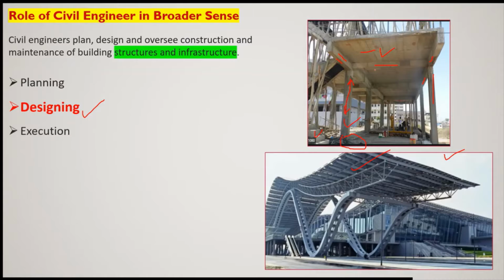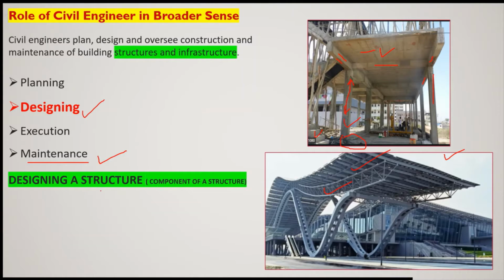Then execution means after planning, after designing, now you come to the execution of the work. That means now the building will be under construction and you have to supervise all the construction activities so that the plan and design both are constructed as per actual requirement. After that, when the building is under use, that means it is going through its service life, it will be subjected to the purpose, the loads, all types of requirements of the building, and later on there may be some damages and you have to do the maintenance of the structure as per the requirement.